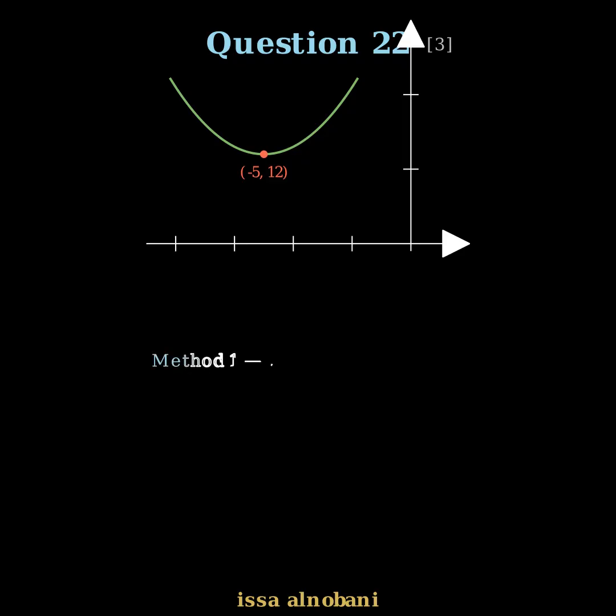Question 22. There are 2 ways to solve this. Method 1. Completing the square. A minimum at negative 5, 12 means the equation is x plus 5, all squared, plus 12, which expands to x squared plus 10x plus 37.